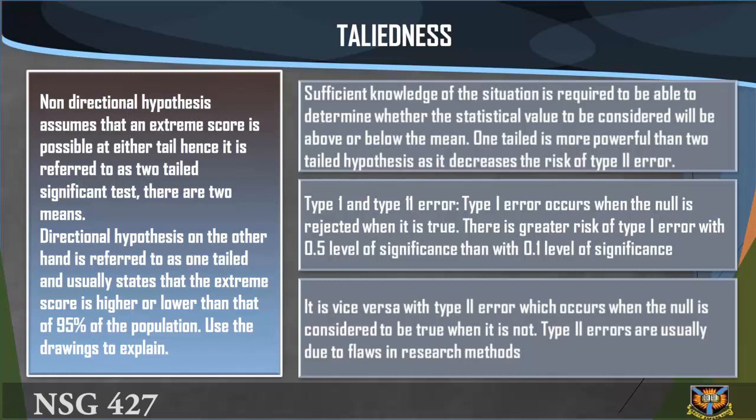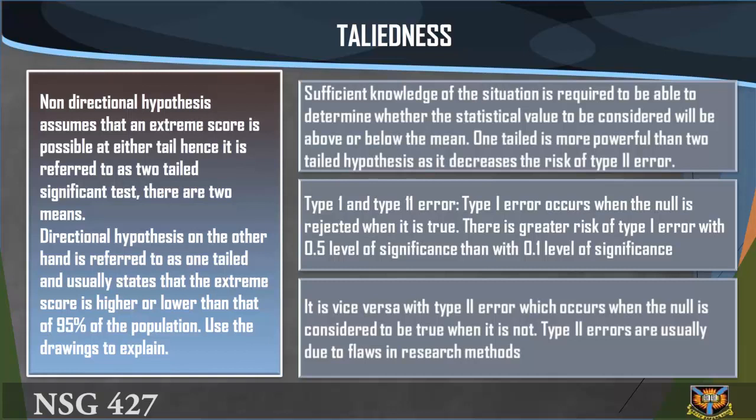Tailedness. Non-directional hypothesis assumes that an extreme score is possible at either tail, hence it is referred to as two-tailed significance test. There are two means. Directional hypothesis, on the other hand, is referred to as one-tailed, and usually states that the extreme score is higher or lower than that of the 95% of the population. Use the drawings to explain. Significant knowledge of the situation is required to be able to determine whether the statistical value of the group considered will be above or below the mean. One-tailed is more powerful than two-tailed hypothesis as it decreases the risk of type 2 error.